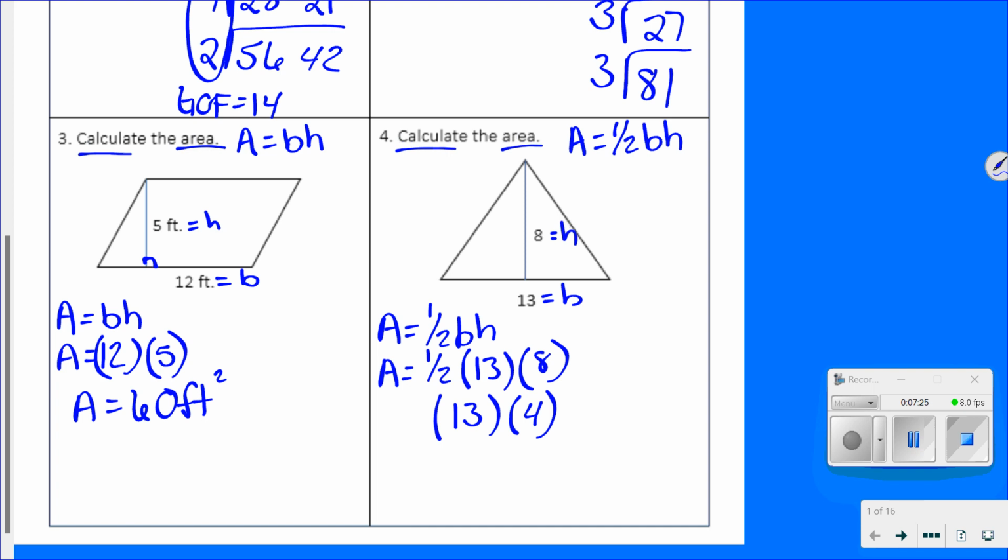13 multiplied by 4 is? 52. And I don't have a unit of measurement, so we're going to say units squared, because a unit of measurement was not given.